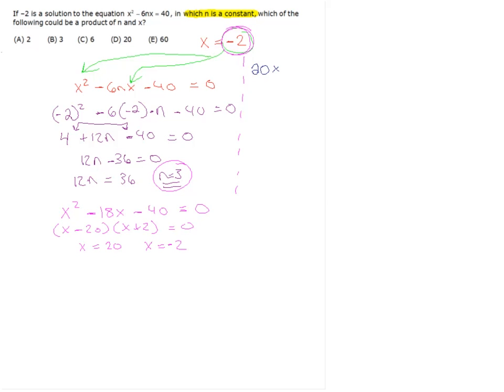our value here. Well, let me scroll down and pull these up. We have x is 20 and x is -2, and we need our value of n, so sorry, n is 3. So our possible values are going to be 20 times 3, which is 60.